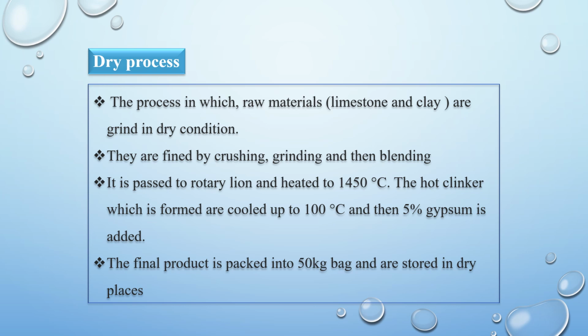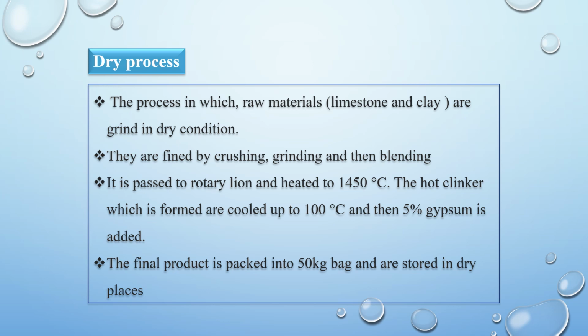The process in which the raw material, limestone and clay, are ground in dry conditions. They are refined by crushing, grinding and then blending. It is passed to a rotary kiln and heated to 1450 degrees centigrade. The hot clinker which is formed is cooled to 100 degrees centigrade and then 5% gypsum is added. The final product is packed into 50 kg bags and stored in dry places.